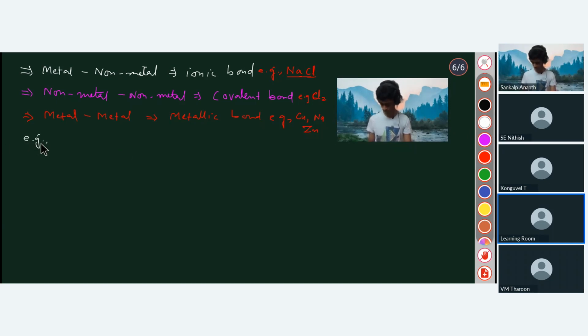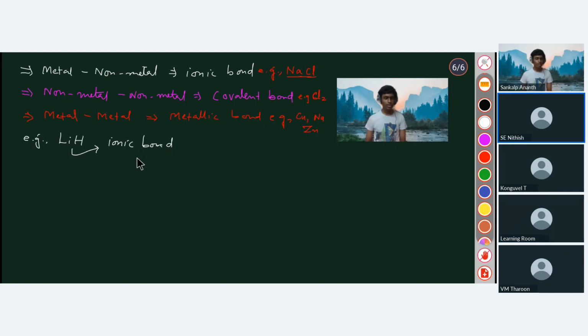For example, if I have a compound which contains lithium and hydrogen, you have to tell me which bond is there, and whether it follows the octet rule. Covalent bond, sir? Okay, I will tell you that there will be an ionic bond. Lithium is a metal and hydrogen is a non-metal.